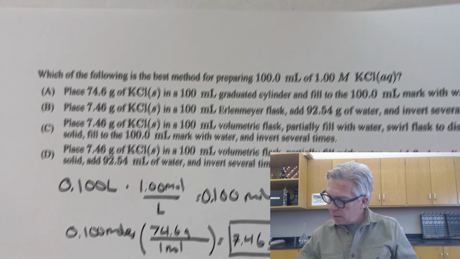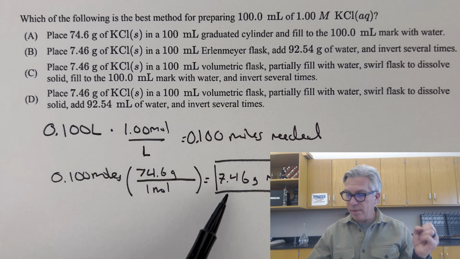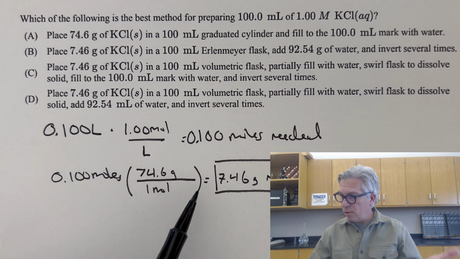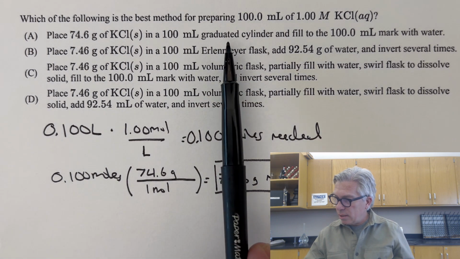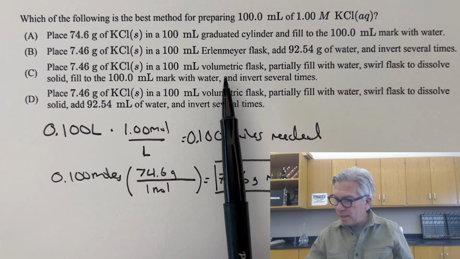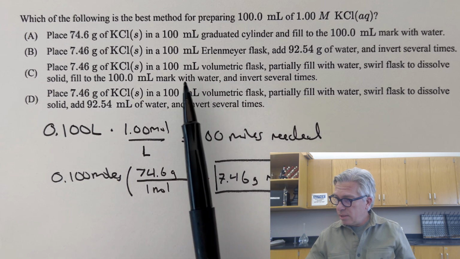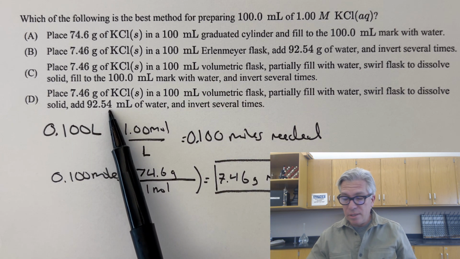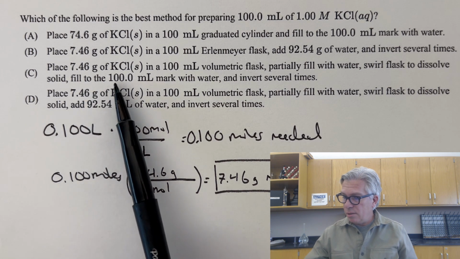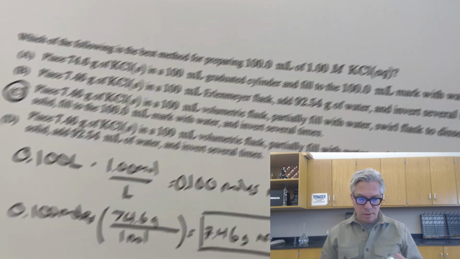Okay, so here's what we do. I calculated 7.46 grams of KCl. So if you did that, then that's great, and we have all 4 choices with that. And the next question is, are we going to use a graduated cylinder, an Erlenmeyer flask, or a volumetric flask? Always pick the volumetric if you want it to be accurate. So a 100 milliliter volumetric flask, and we're not sure if it's going to be exactly 92.54 milliliters of water, but we're just going to fill to the 100 milliliter mark, however much that takes, and that should give you our final result.